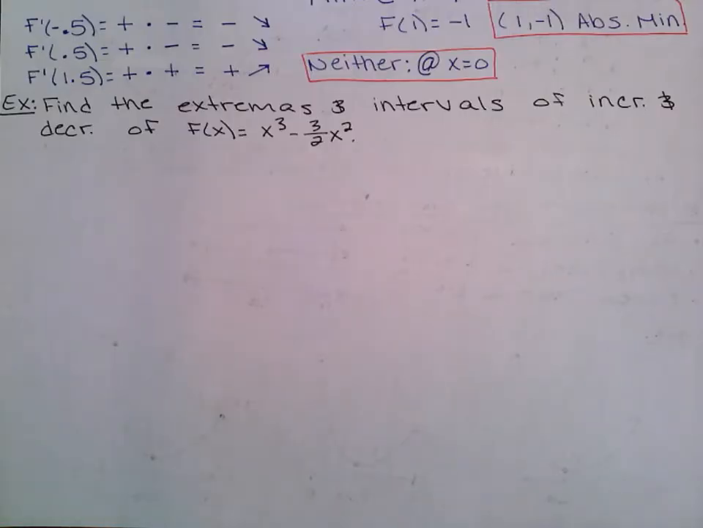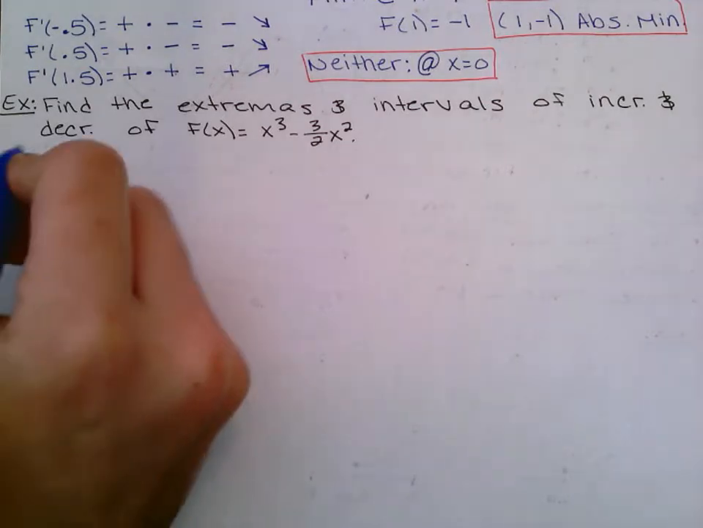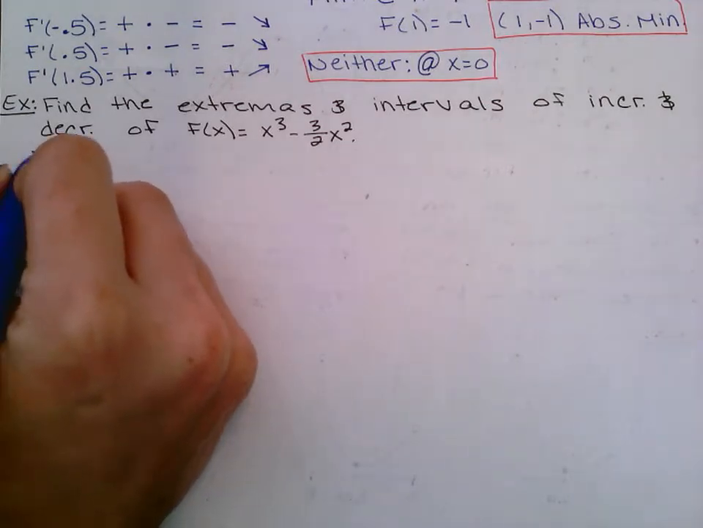All right, for this next example, it says find the extremas and intervals of increase and decrease of f of x equals x cubed minus 3 over 2 x squared. So here they do not give us an interval. Okay, that's the big difference between last question and this one. So let's start off with our process again. First, we are doing the derivative.